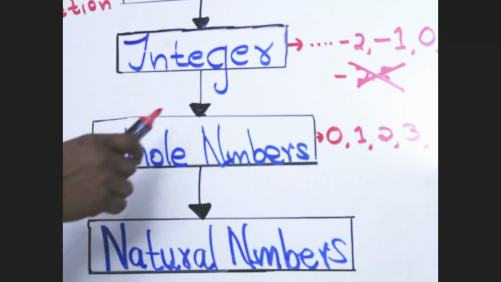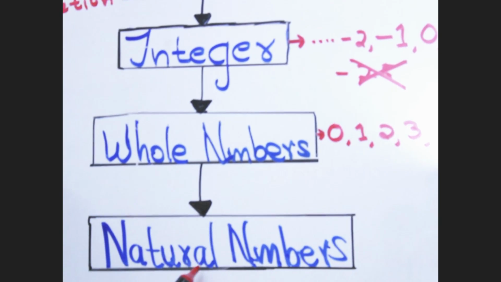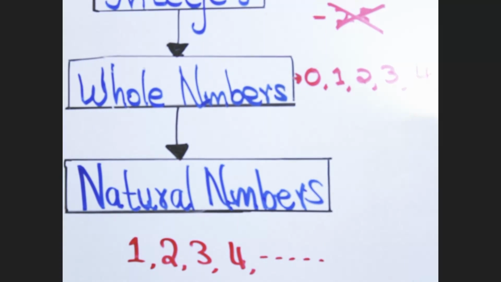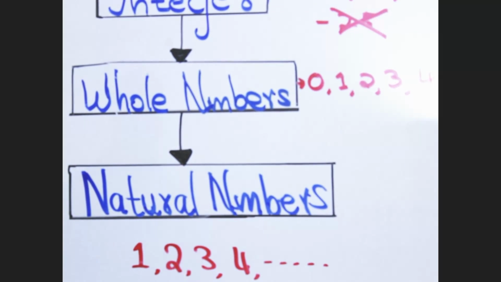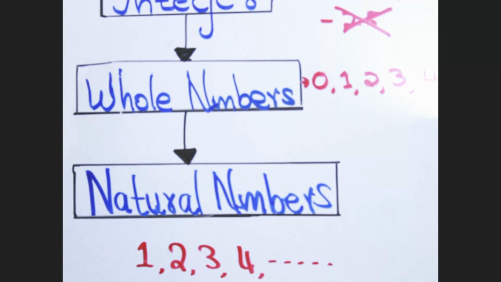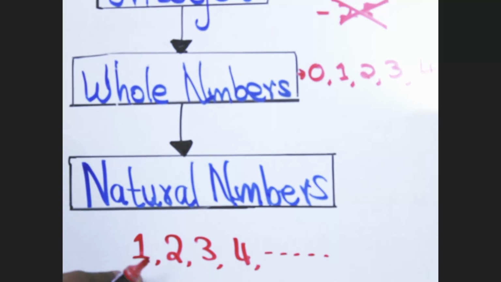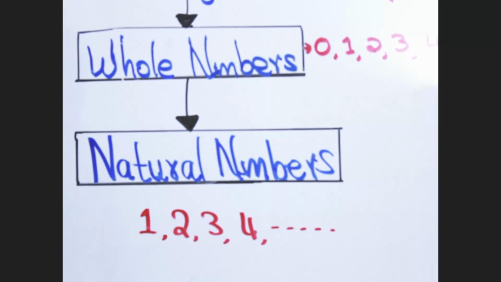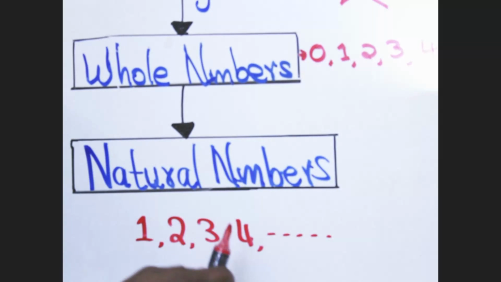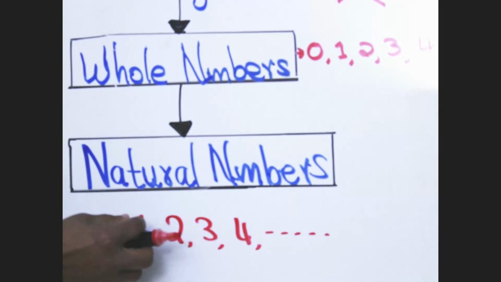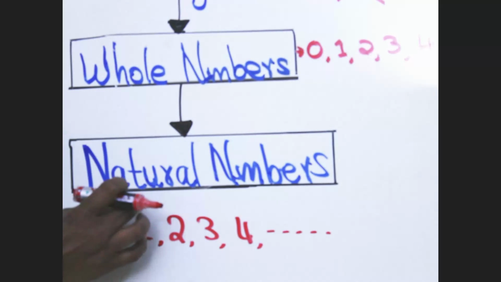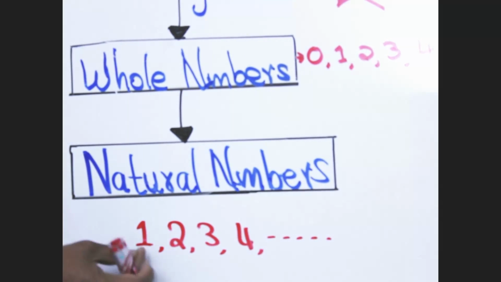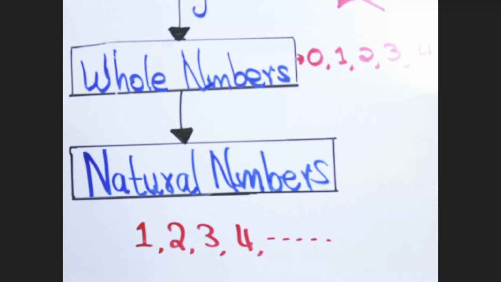Again this whole number group is categorized into another subgroup, that is the natural numbers. Natural numbers have another name, the counting numbers. Counting numbers or natural numbers, for example 1, 2, 3, 4, 5, 6 like that. If you take the reverse order, it is easy to understand. First group is natural numbers, for example 1, 2, 3, 4, 5, 6 like that.